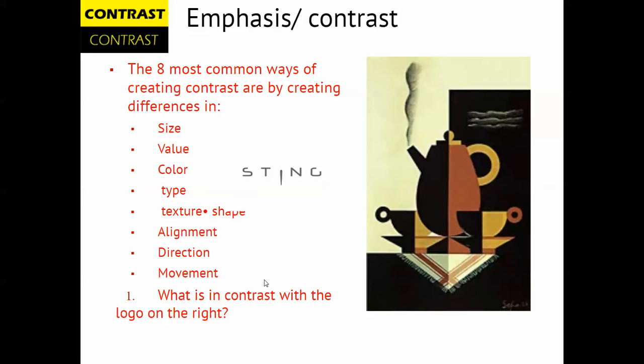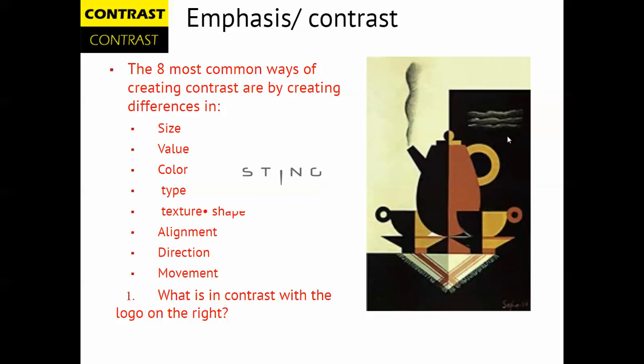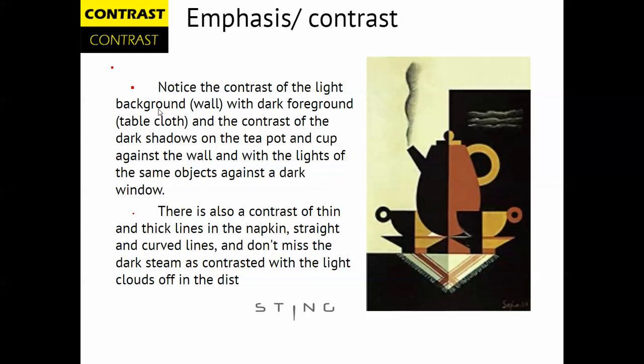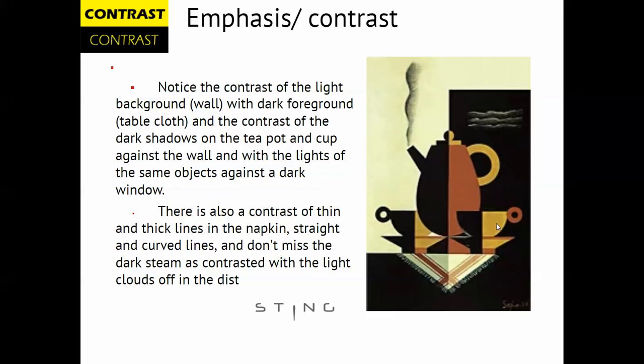Okay, so look at this thing over here. What is the contrast with the logo on the right? So write down as many things as you can that are contrasted in this picture, and there are quite a few actually. Okay, so notice the contrast of the light background with the dark tablecloth, and the contrast of the dark shadows on the teapot and the cup. There's also contrast of the thin and thick lines in the napkin. So you have a thick line versus a thin line. You have the smoke. This smoke is going up. This smoke is going horizontal. So all sorts of things are contrasted in this picture.